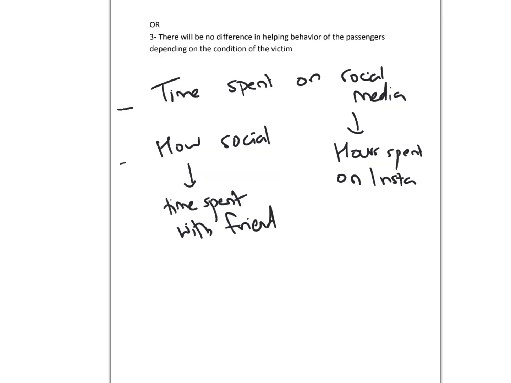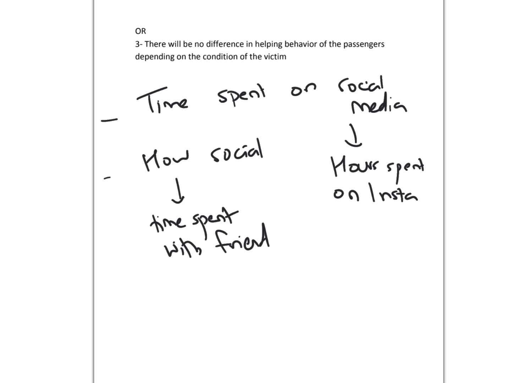So an operationalized one-tailed hypothesis for this correlation would be there will be a positive correlation between time spent on social media and how social people are, as the more time people spend, or the longer they spend on platforms such as Instagram, the more time they are going to spend with their friends.